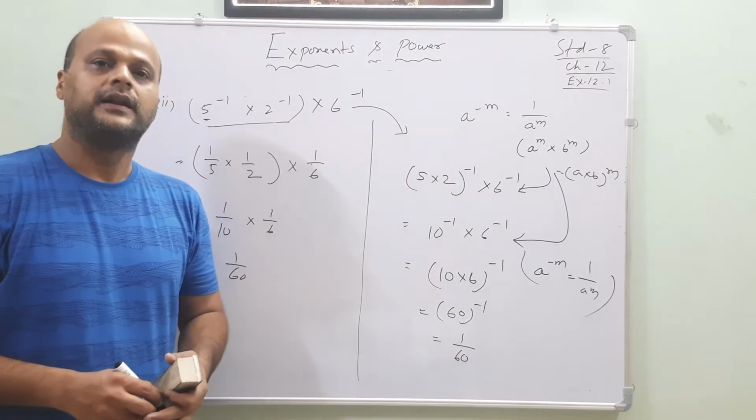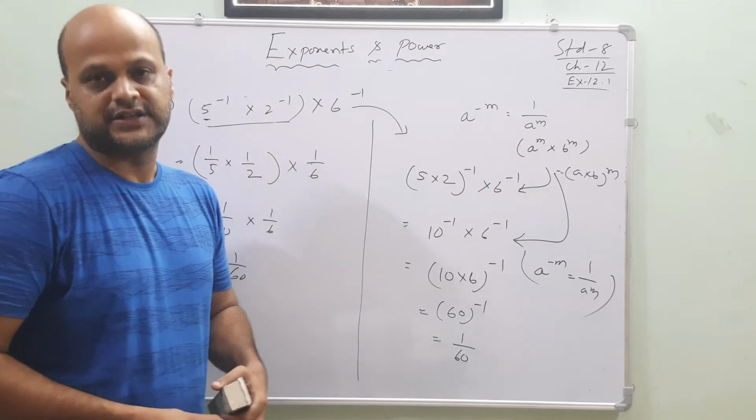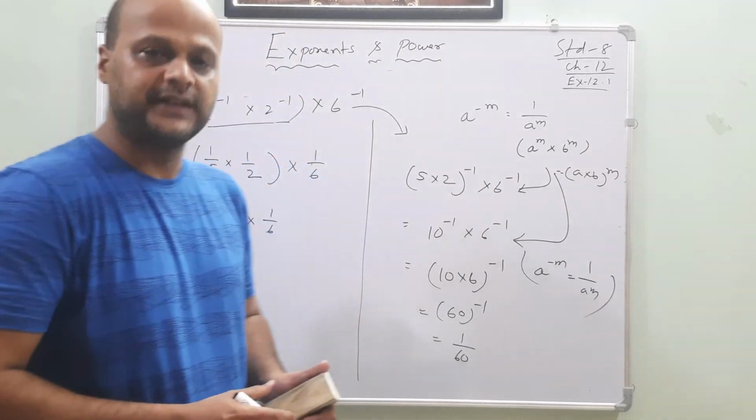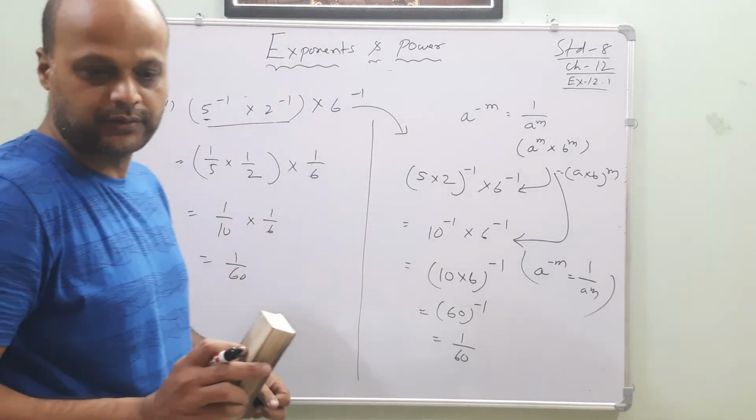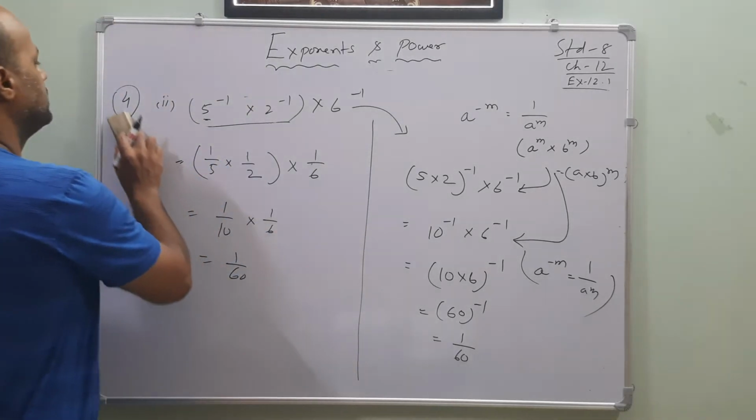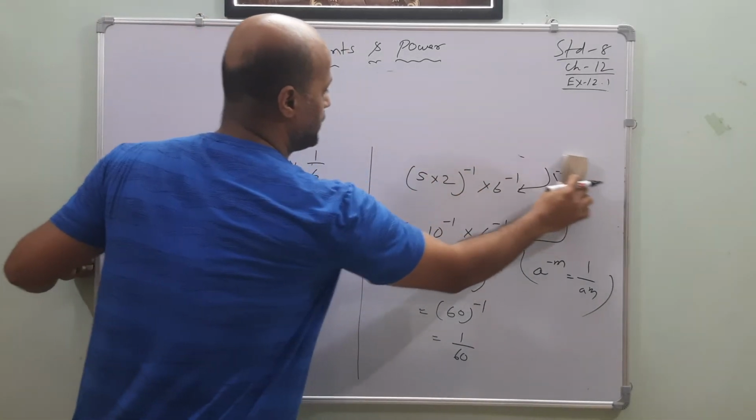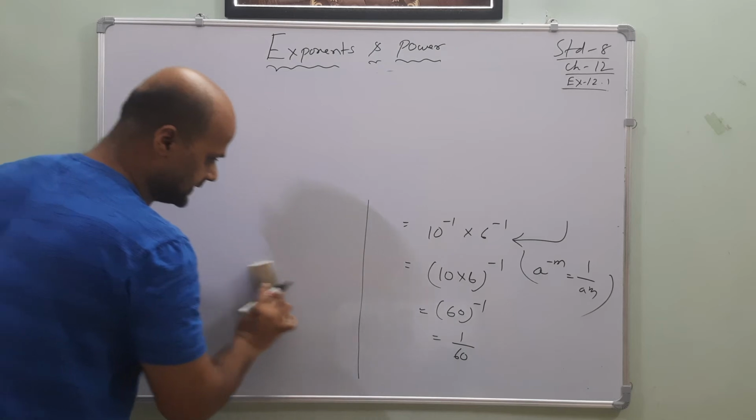Okay. Let's go to the next number. What is the next number saying? The sixth one? No, the fifth one is not over. So what is the fifth number saying? Let's discuss.